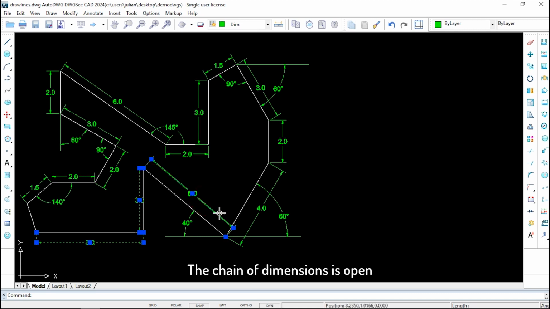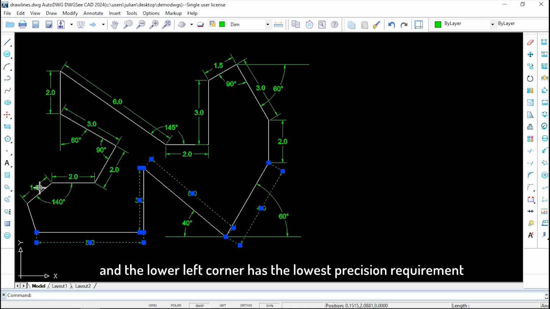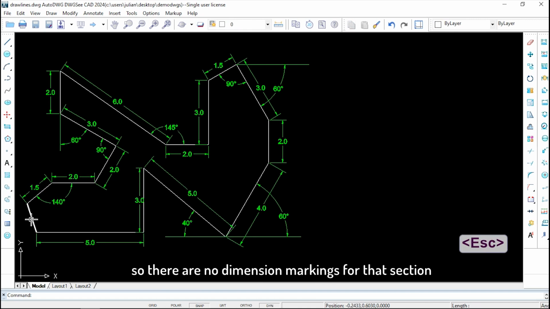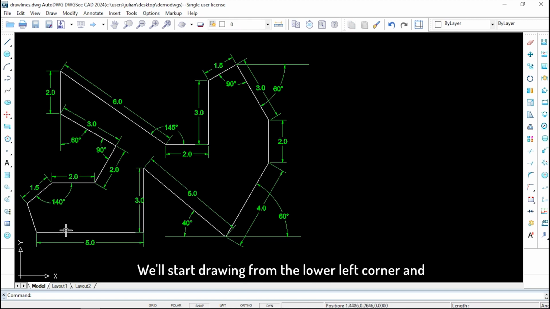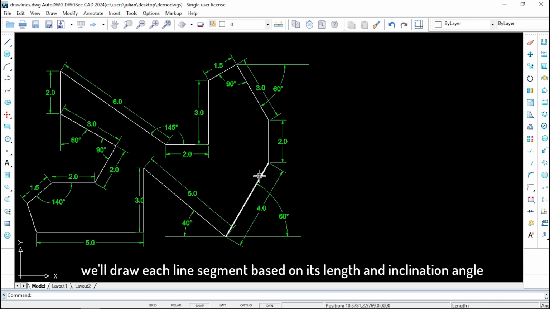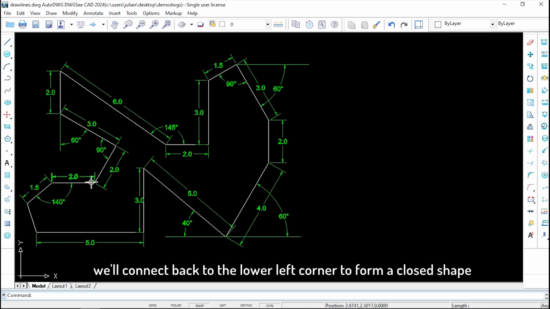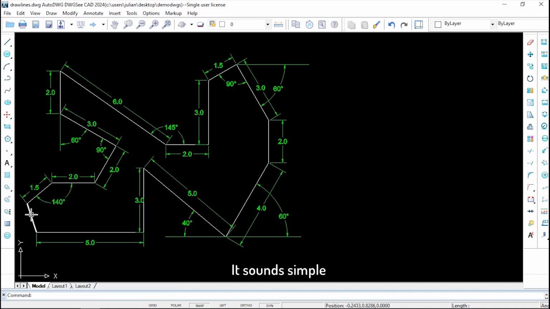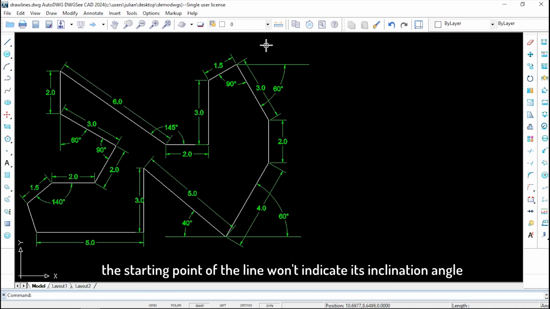The chain of dimensions is open, and the lower left corner has the lowest precision requirement, so there are no dimension markings for that section. We'll start drawing from the lower left corner and, going counterclockwise, we'll draw each line segment based on its length and inclination angle. Finally, we'll connect back to the lower left corner to form a closed shape. It sounds simple, but when we reach a certain line segment, following the drawing order, the starting point of the line won't indicate its inclination angle.